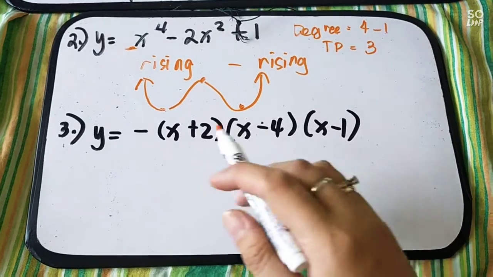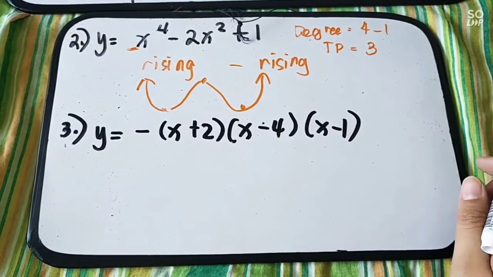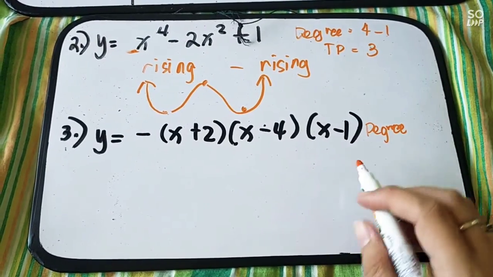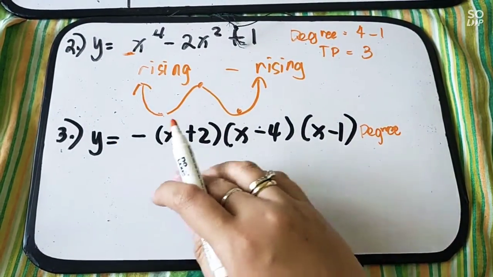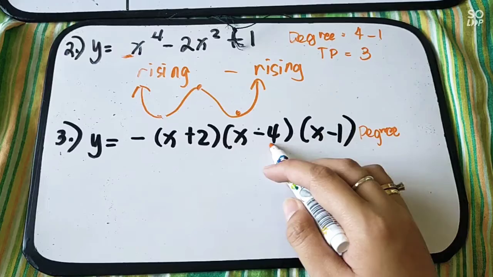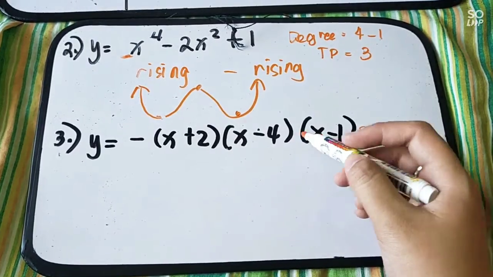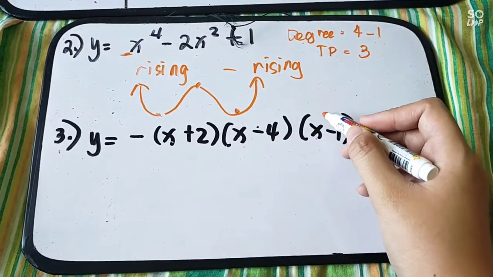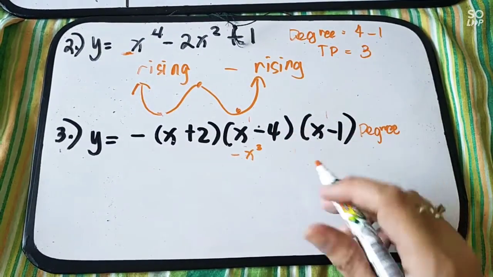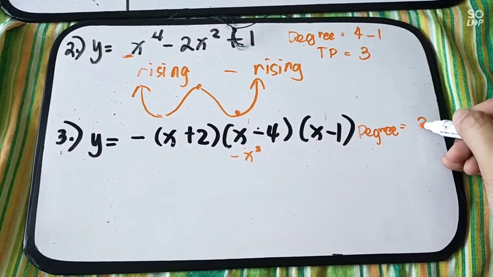Example number 3. We have y equals to negative times x plus 2 times x minus 4 times x minus 3. Okay, let us have the turning points, the degree. Mas madaling kuhanin si degree eh. So, since hindi siya naka-standard form, ang titingnan mo lang naman yung variable. So, i-multiply mo lang lahat ng variable at saka yung negative sign here. So, we have here x times x times x, or just add the exponent, 1, 1, 1. So, that is x cubed. Negative x cubed ang lalabas sa highest exponent natin, highest degree natin. So, therefore, ang degree natin ay 3.